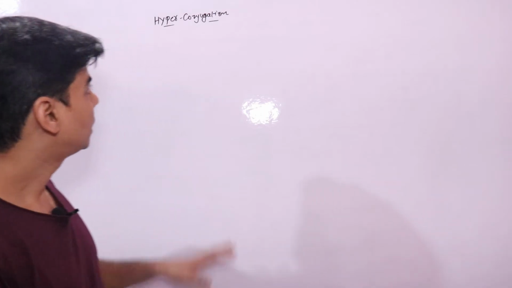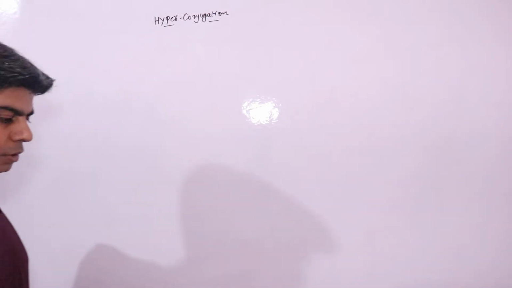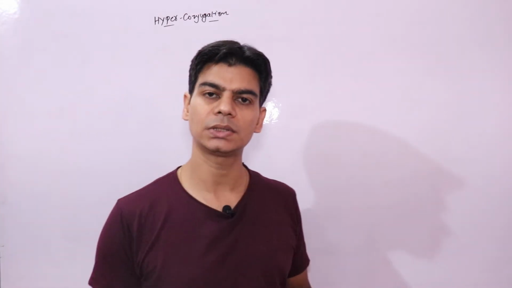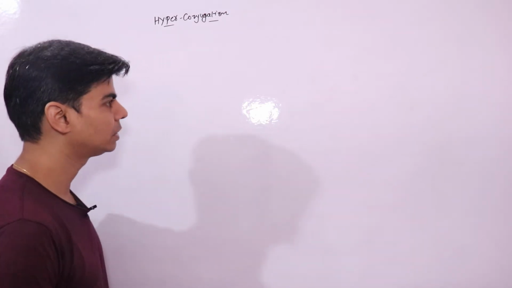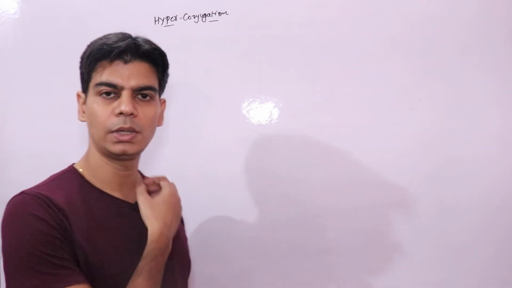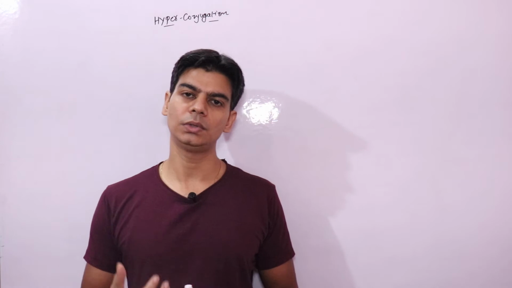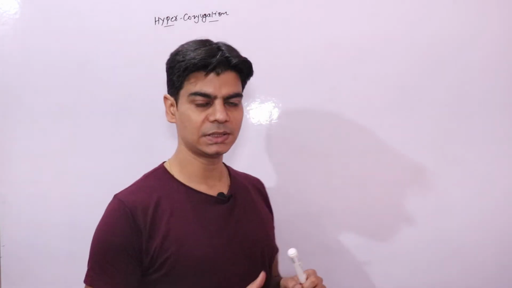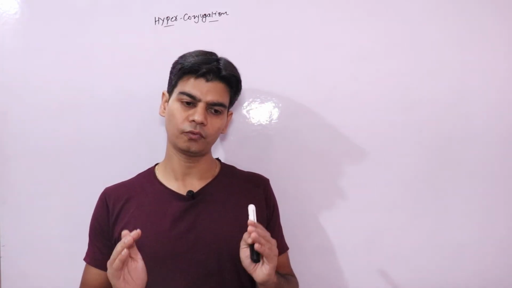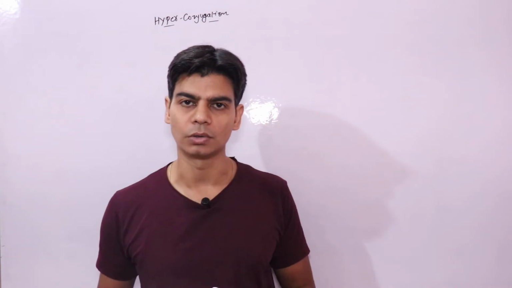Now before we look into hyperconjugation, there is something known as conjugation or a conjugated system. Let's first understand in brief what a conjugated system is. You will learn the conjugated system when you do the structure of benzene. We'll do that in detail there. So a conjugated system is basically a system of alternate double and single bonds.